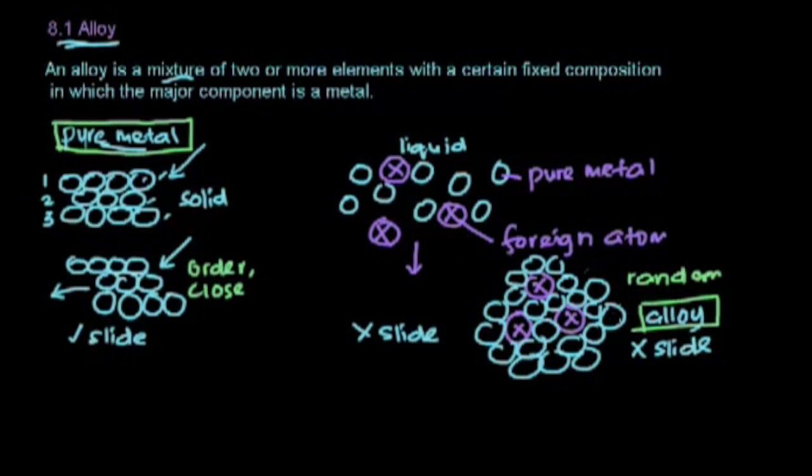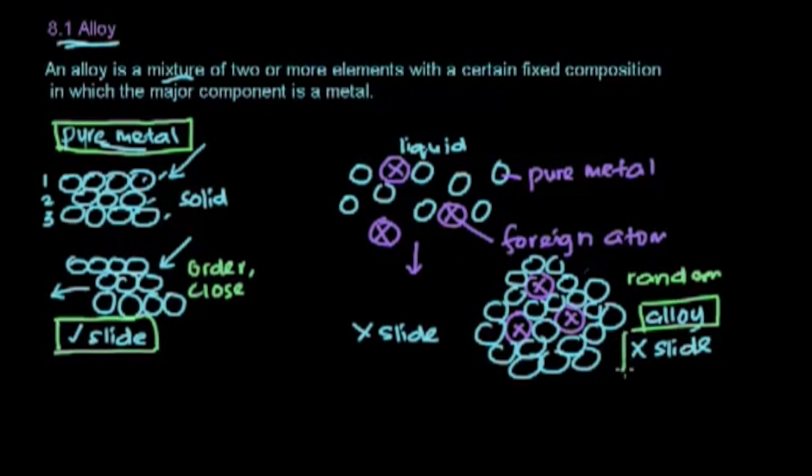Okay, for the pure metal, the layers of the atom can slide easily. But what about the alloy? Well, we cannot see a layered structure. So the atoms are unable to move because of the addition of the foreign atoms that hold them in place. So they cannot slide.